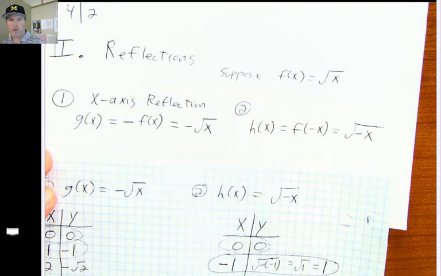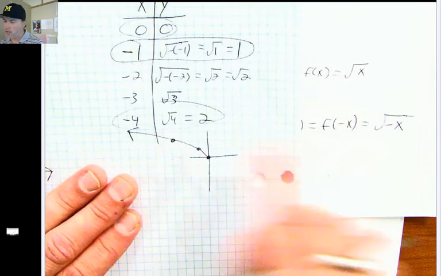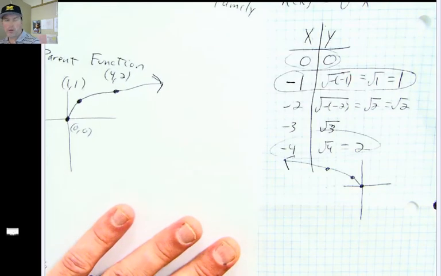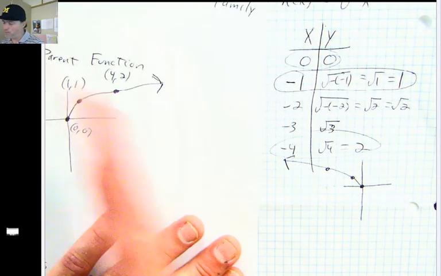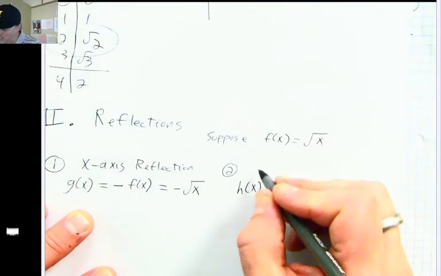And then number 2, the square root of negative x, worked out to be this graph. If we compare that graph to our original parent function, this one's the original, this is the transformation. This graph has been reflected over the y-axis. So 2 is a y-axis reflection.